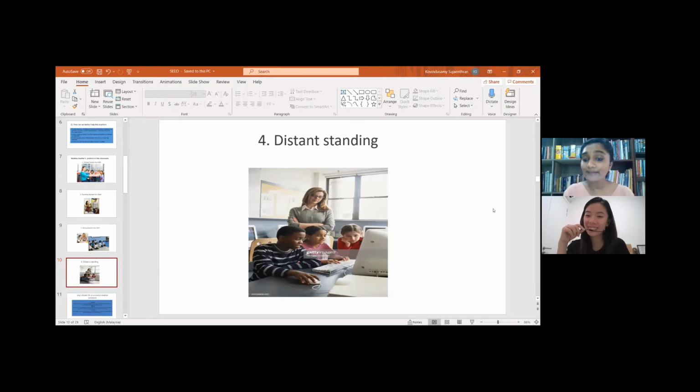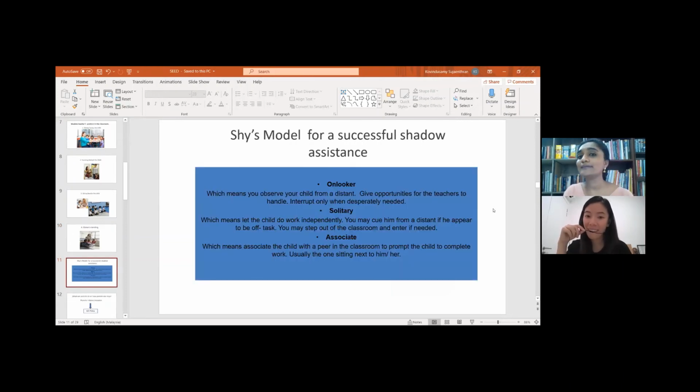Right. So this is what I do, and this is one model that I came up with. It's actually a play model that we use in early childhood education. Remember, I'm from that background. So, Onlooker, my model for successful shadow assistance: onlooker means we observe the child from a distance and give opportunities for the teachers to handle. We don't interrupt immediately. Interrupt only when desperately needed. I wait until the teacher looks at me, then I go in.